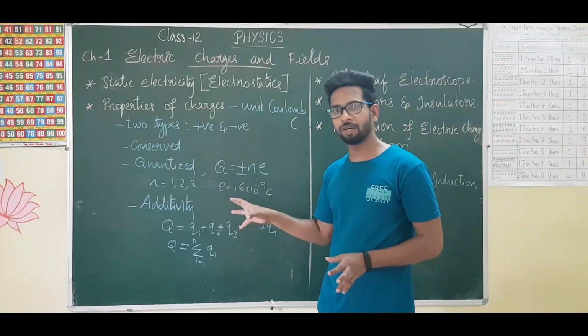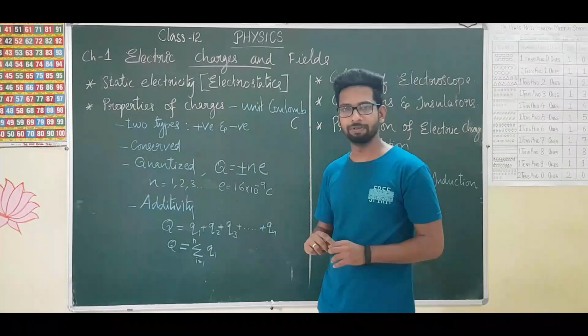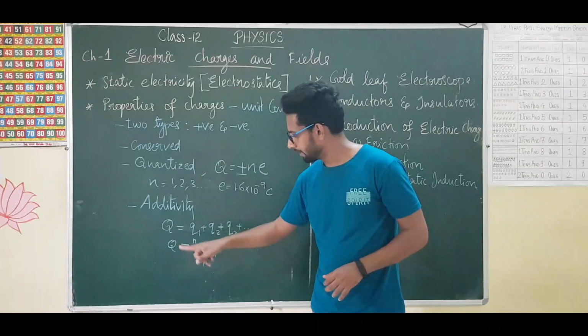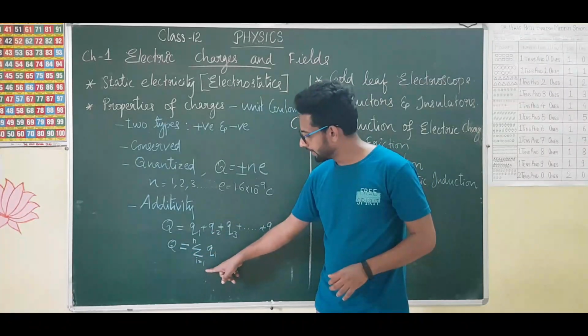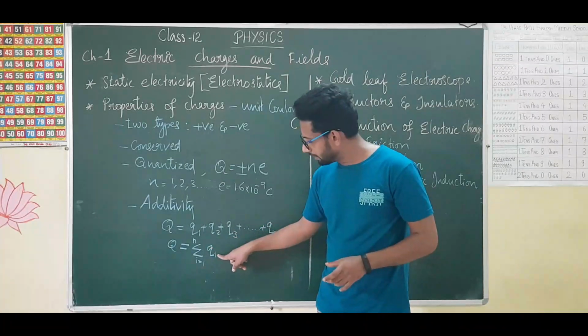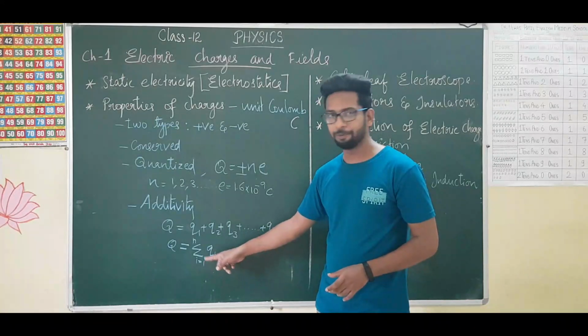Then how will you find the total charge of the body? You have to find the algebraic sum of the individual charges. So it can be written as Q, that is net charge, equal to sigma i equal to 1 to n of q i. What do you mean by this? In the place of i, first you have to put 1, then 2, up to n.